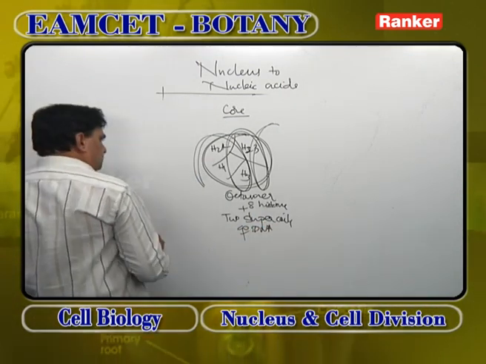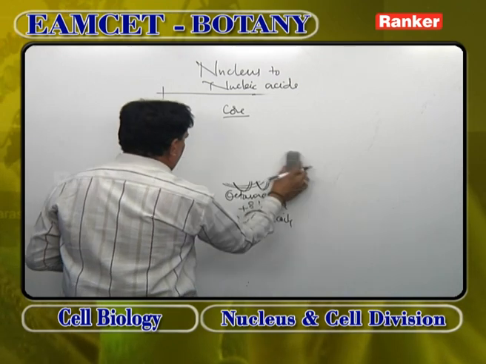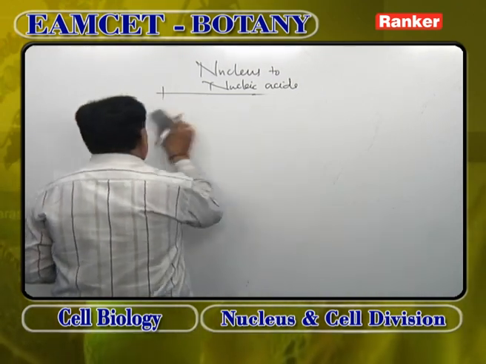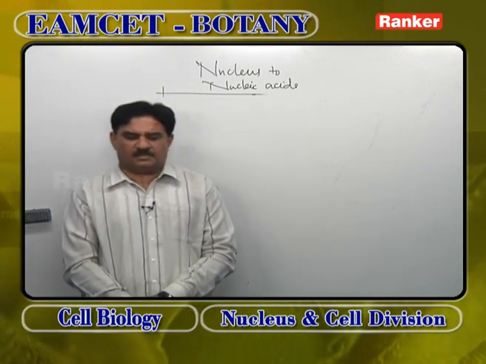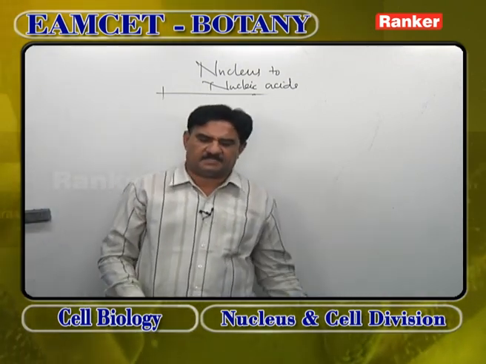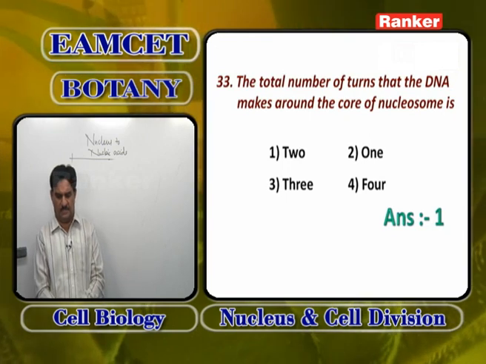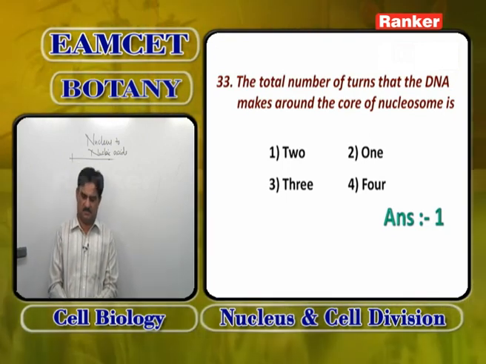So according to this question, around the central core of H2A, H2B, H3, H4 in pairs, that means 8 histone proteins, the total number of turns that DNA makes around the central core of nucleosome is 2. 2 turns. First option.